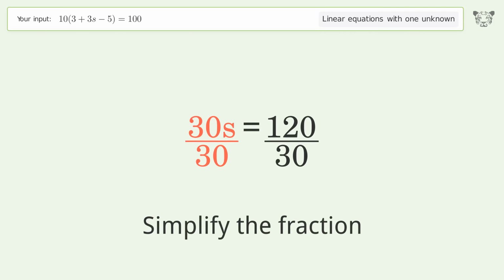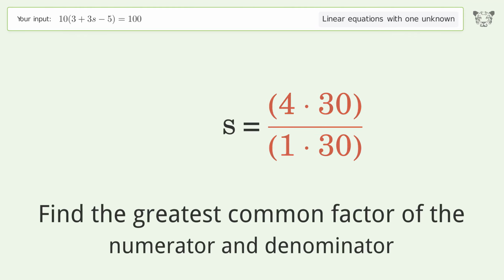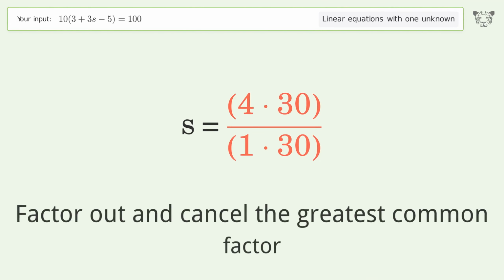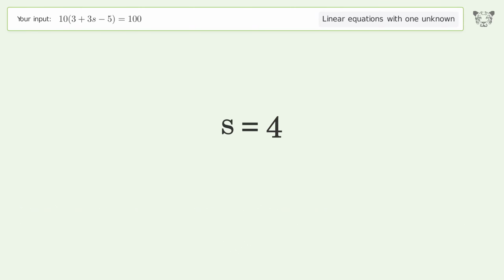Simplify the fraction. Find the greatest common factor of the numerator and denominator. Factor out and cancel the greatest common factor. And so the final result is s equals 4.